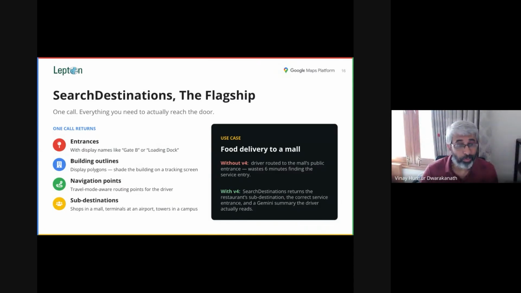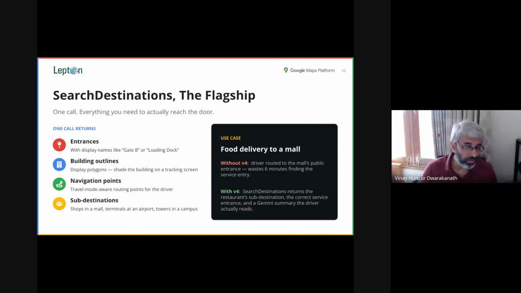Second is building outlines. When you search destinations, the shape of the building itself is visible. It's not just a pin. You can shade it on your driver's map. The driver sees exactly which building he's heading to. Big difference from a pin again.